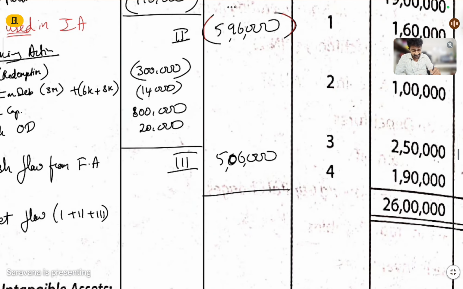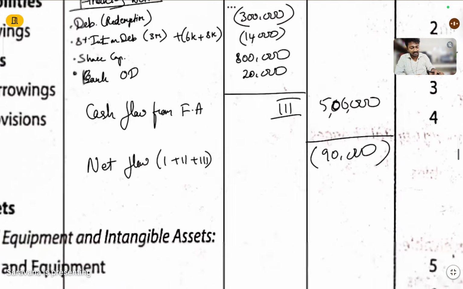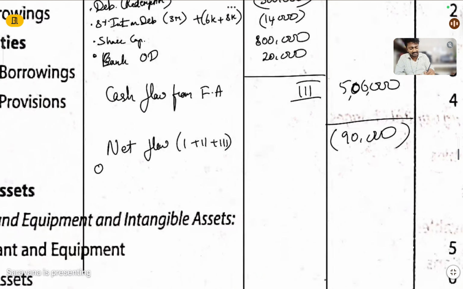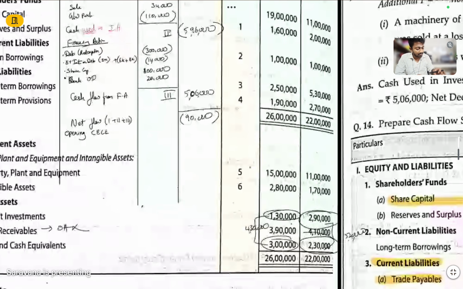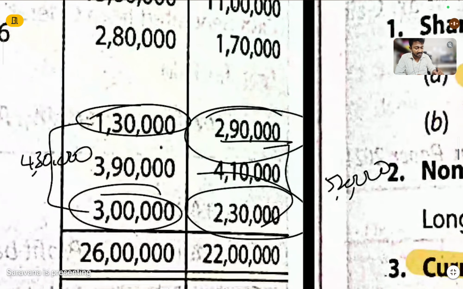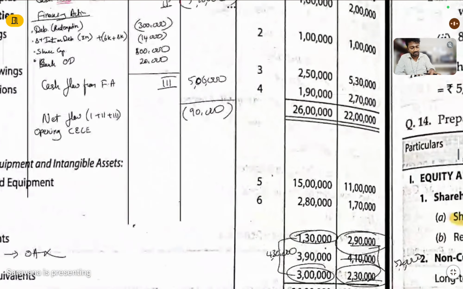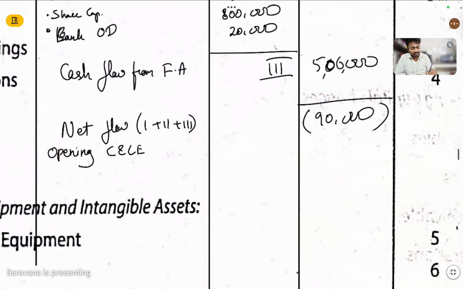5,96,000 minus this. How much? 90,000 negative. Okay? So what is the opening cash and cash equivalent? Opening cash and cash equivalent comes to 2,30,000. You should write it like this: current investment, cash and cash equivalent. How much is coming? 5 lakh 20.